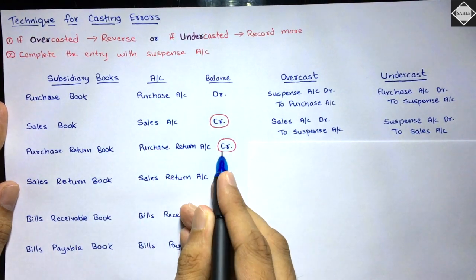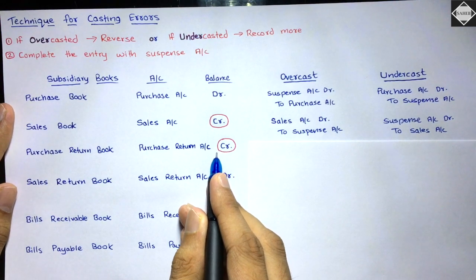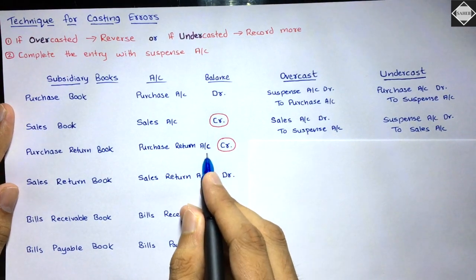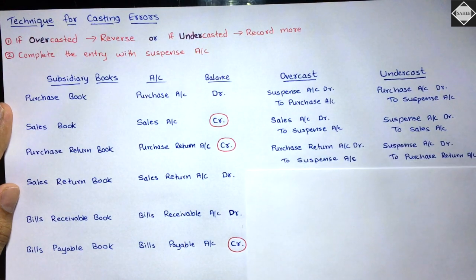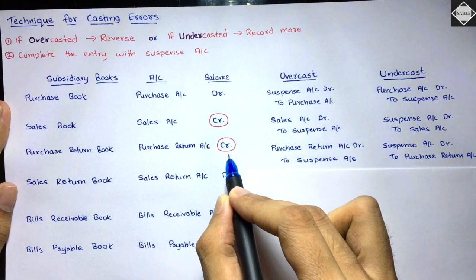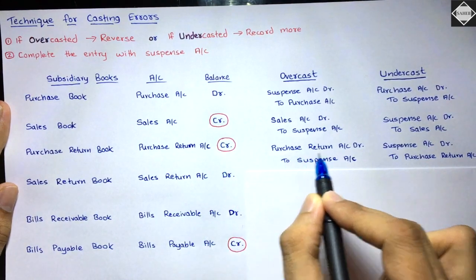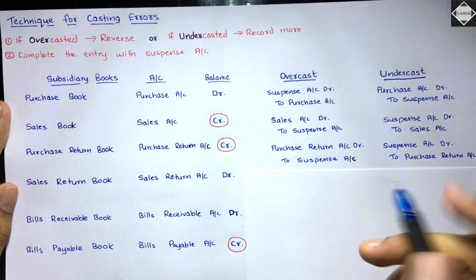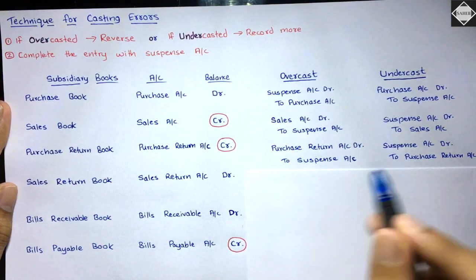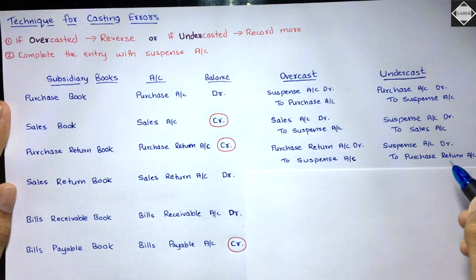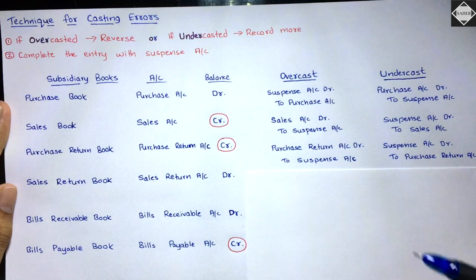Next you have the purchase return book, which affects the purchase return account, and this is opposite to the purchase account, so it has a credit balance. Okay, fine. Then if this account is overcasted, what you have to do, you have to reverse, you have to reduce, you have to decrease. So how will you decrease? By making a debit, isn't it? Purchase return account debit, you have decreased the purchase return account, and then suspense account credit, to complete the handicap. And if it is undercast, what you have to do, you have to increase the purchase return account, you have to give it more.